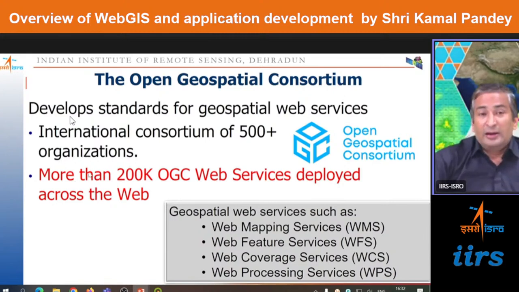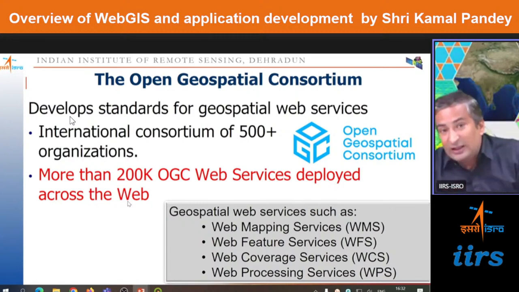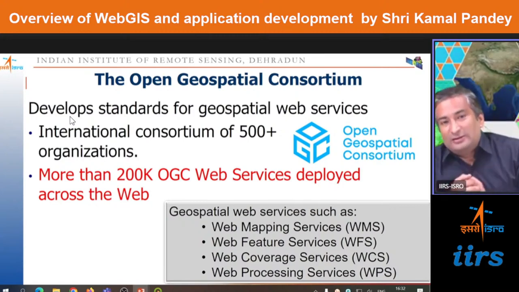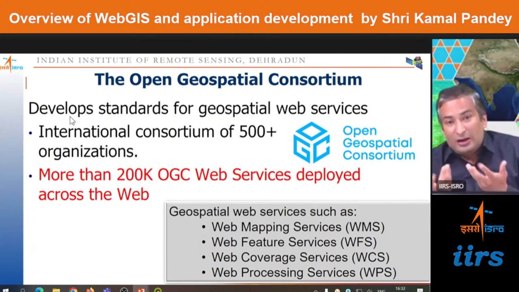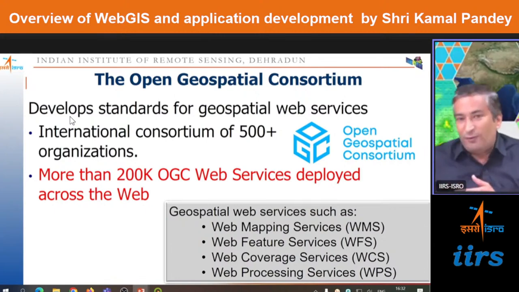Okay, and they have published more than 200,000 OGC web services deployed across the web for meeting the requirements of different web applications. So more than 200,000 web services have been deployed. Standards have been made for them. So any kind of requirement is there, there is one standard for it.